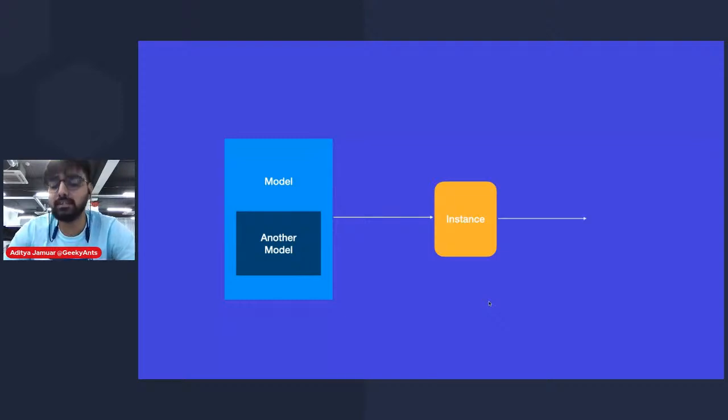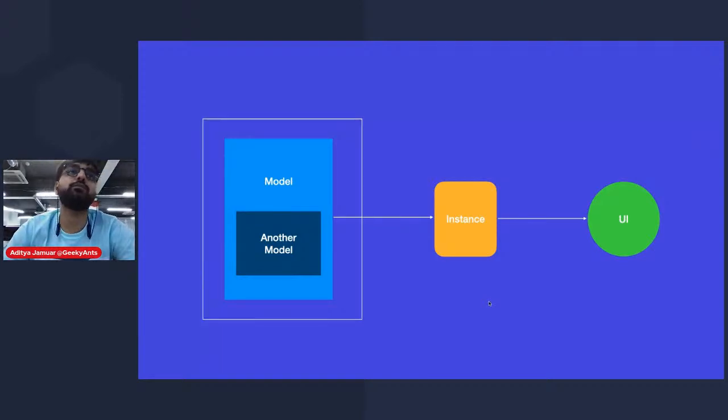Then this instance can be plugged into a UI and everything will start working on its own, right? So everything is working out at this point. Now I want you to focus on this model itself. This model allows us to extend it. That means if model A has some properties, we can extend it and add more properties on top of it.